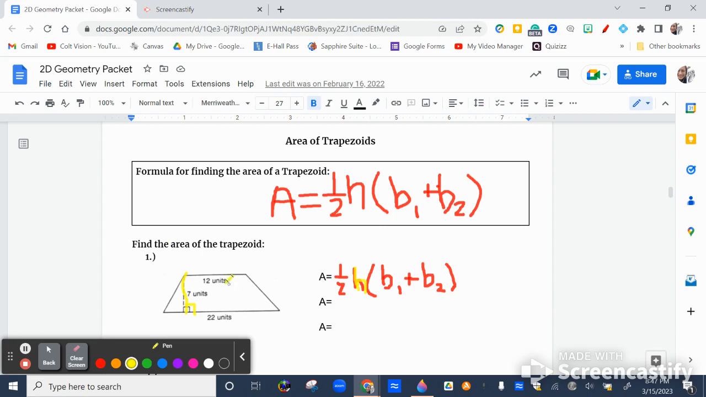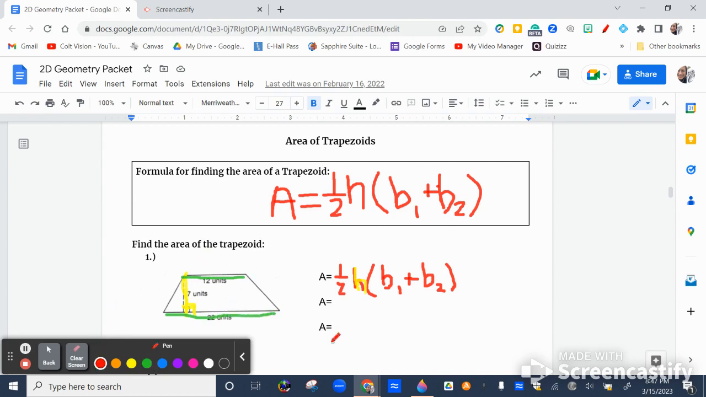Okay, so I find the height in the trapezoid the same way I find the height in the triangle. I look for that perpendicular distance between the two bases. So I look for the segment they've drawn down to say, okay, this is how wide this is, and I look for that right angle to know that I found the height. And then the bases are always the two sides that are parallel to each other. So those are our bases.